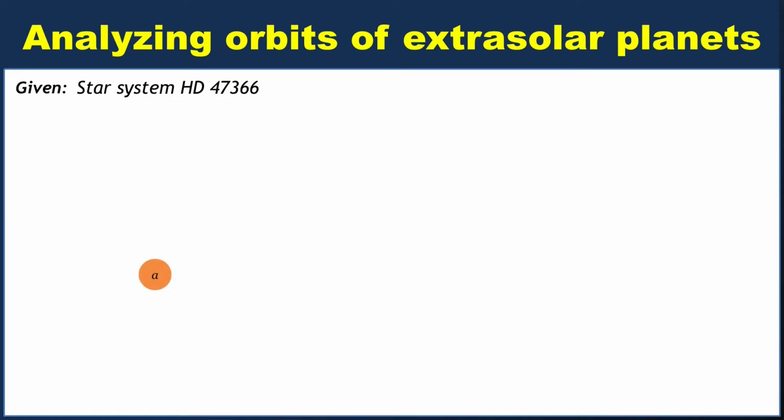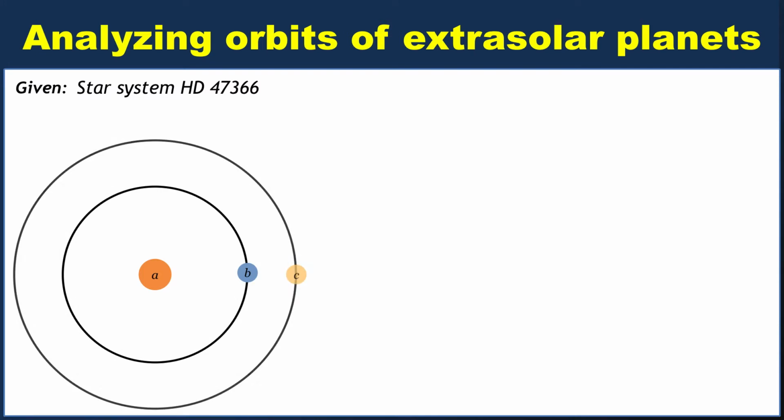Here's the central star, it's just labeled A. And here's one planet labeled B and another planet labeled C. And the idea is that when I say star, the star is so much more massive than the planets that it's basically just sitting there at the center of their orbits and they're going around it like so. But they're going around with different periods because they're located at different orbital radii away from the star.